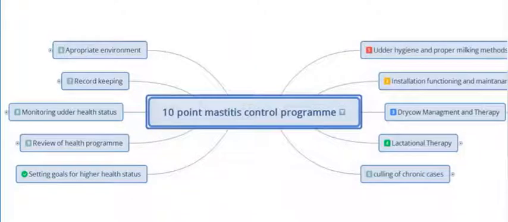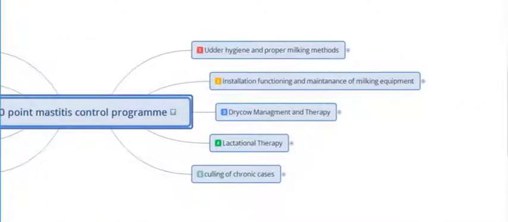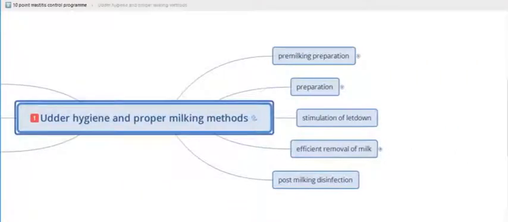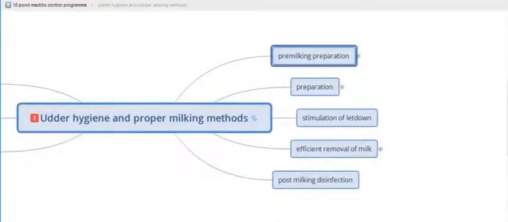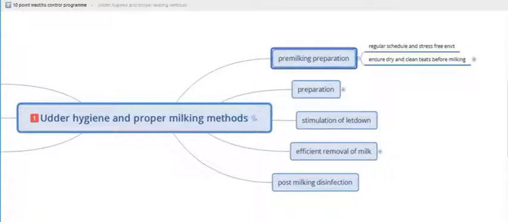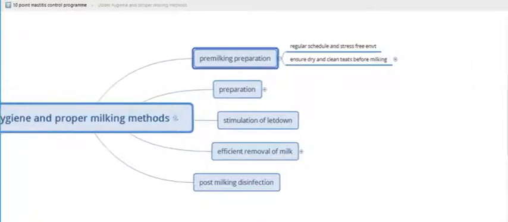So let us see in detail what the 10 points of a 10-point mastitis control program are. First, udder hygiene and proper milking method. What are the pre-milking preparations needed? The farmer or veterinarian should ensure a regular schedule, the environment should be stress free, and the teats and the udder should be dry and clean before milking.